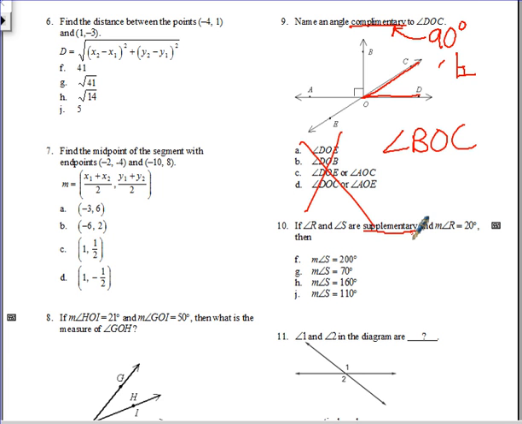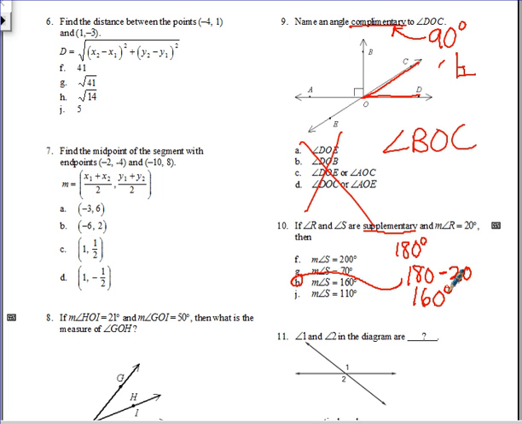Supplementary is 180 degrees. And we know that if R and S add up to 180 degrees and we already have 20, this has to be 180 minus 20, and that is going to equal H, which is 160. Questions?